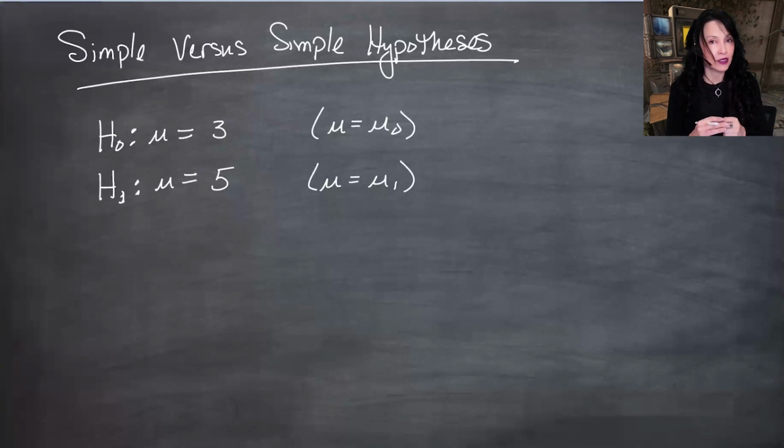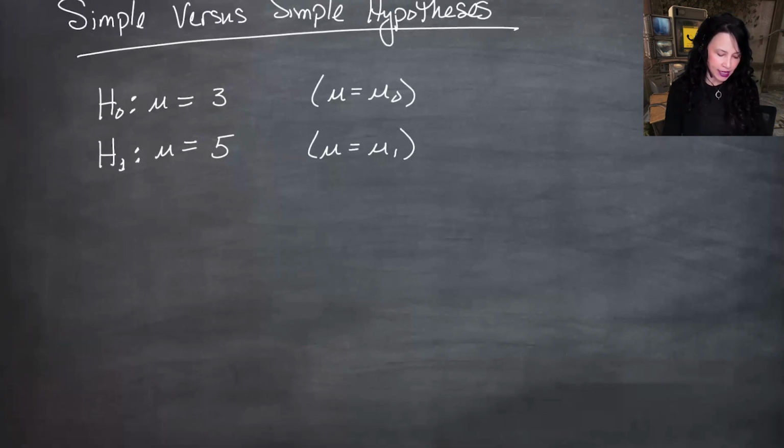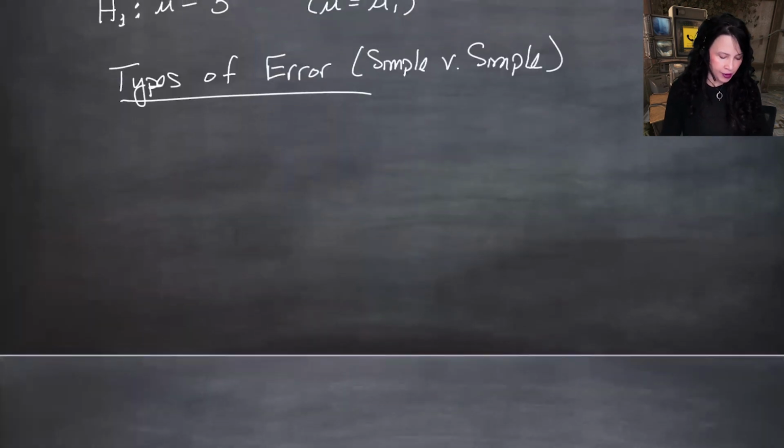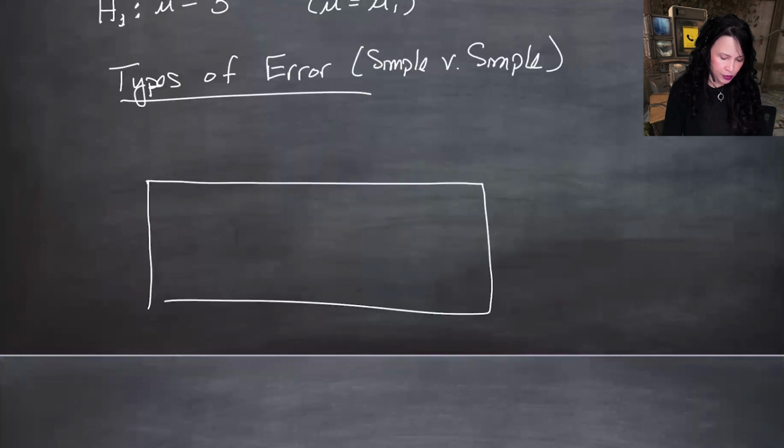This is overly simplistic, and it is a starting point building block for us. So in the case of simple versus simple hypotheses, we've got two types of error. Again, I just want to emphasize this is for simple versus simple. And I'm going to describe these in a 2x2 table.